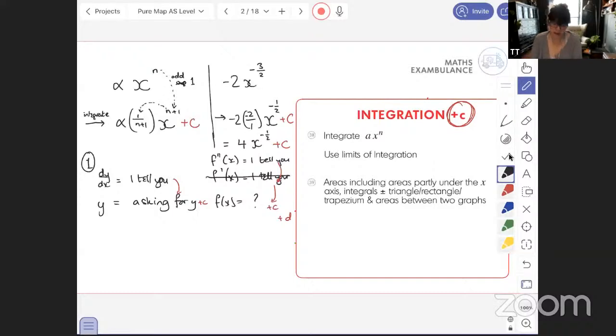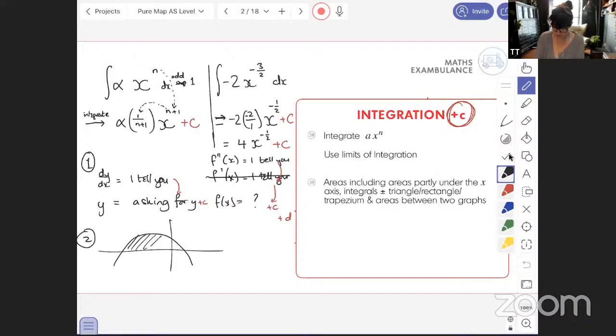I guess the second reason for integrating is just because someone told you to integrate. So if someone tells you to integrate, then you integrate. The second reason is the area under a curve. So it's finding a section of area there. And that's the bit where it gets a little bit tricky.